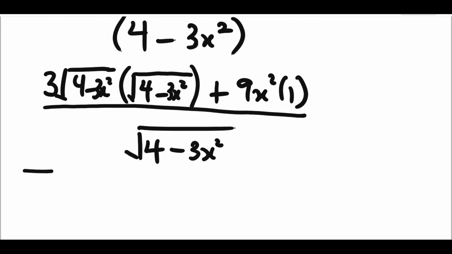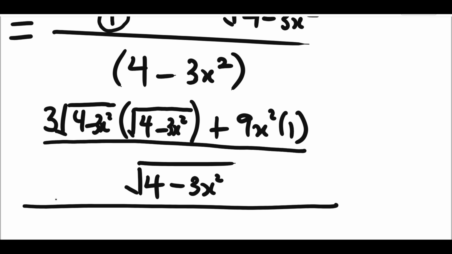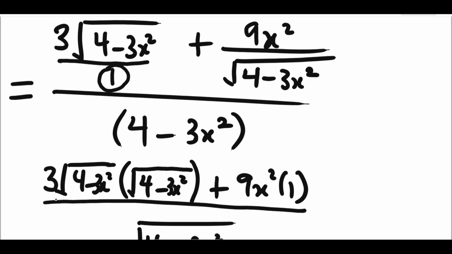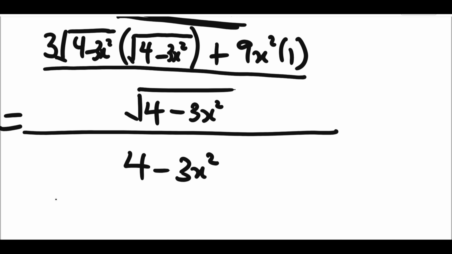Then we have all divided by 4 minus 3x squared. All right, we have obtained it for this part. This is what I've repeated, 4 minus 3x squared. So let's continue and work on the numerator. So let us simplify the numerator.